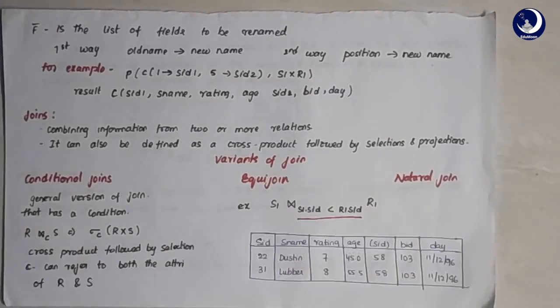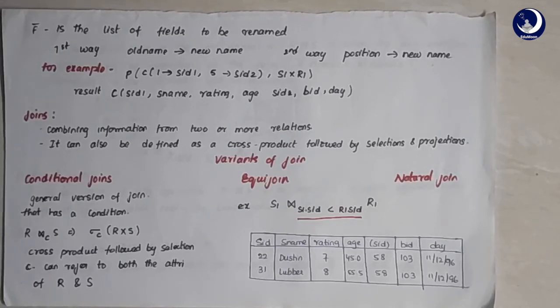So let us look at joins. Joins are one of the important operators that we have in relational algebra, and they are generally used for combining the information from two or more tables. It can be defined as a cross product followed by either a selection or a projection.